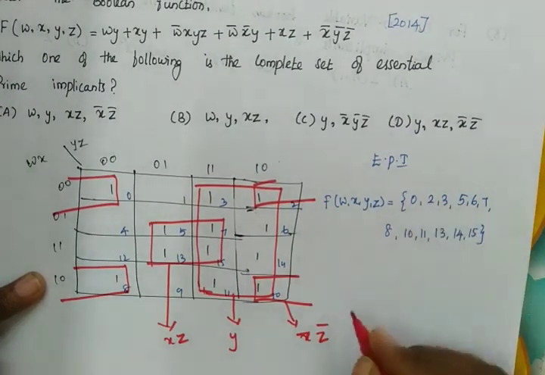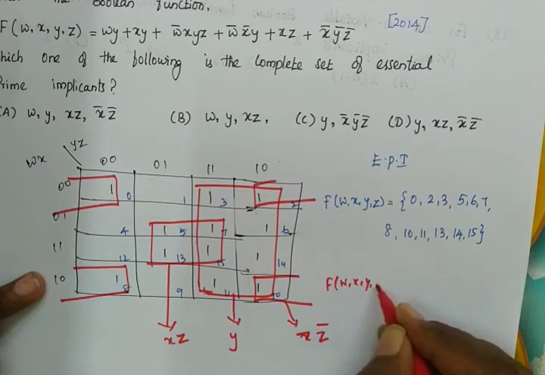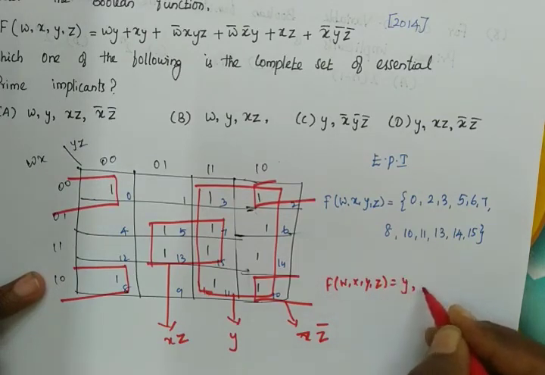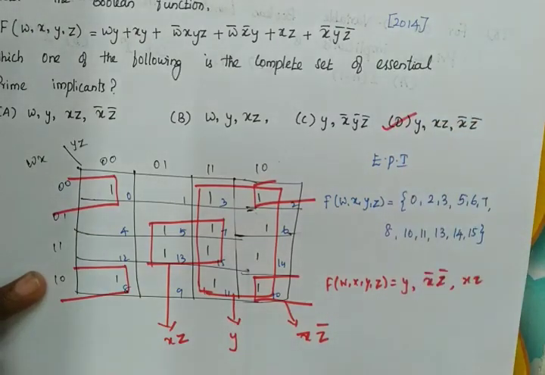So what is the option? Therefore the essential prime implicants are y, x bar z bar, and xz. So D is the correct answer.